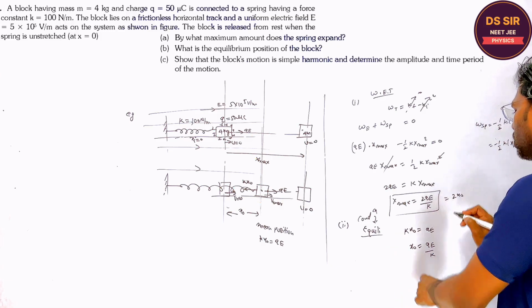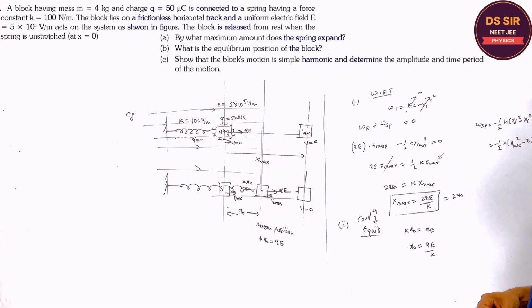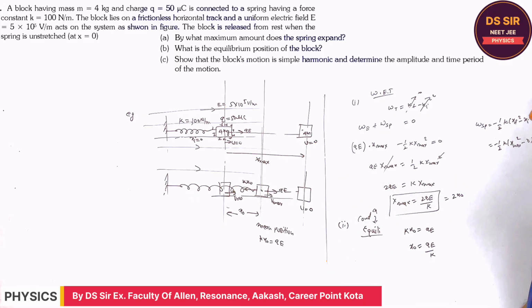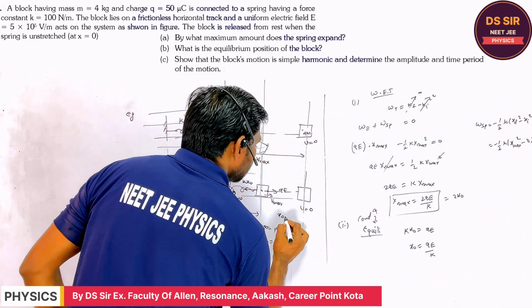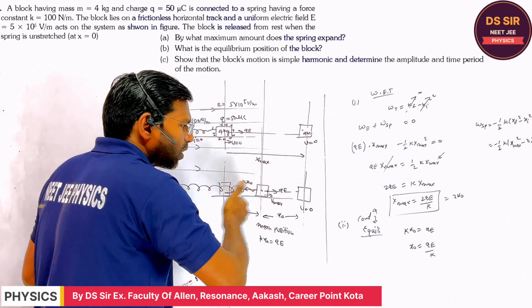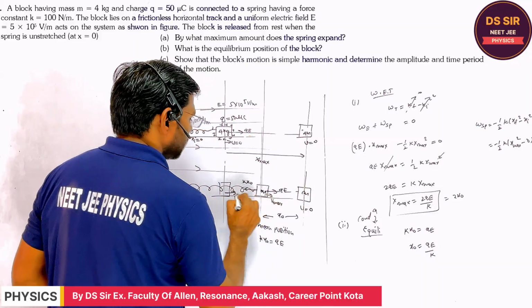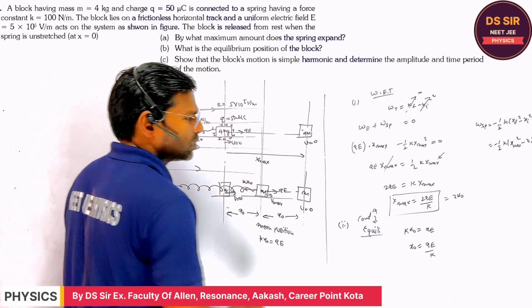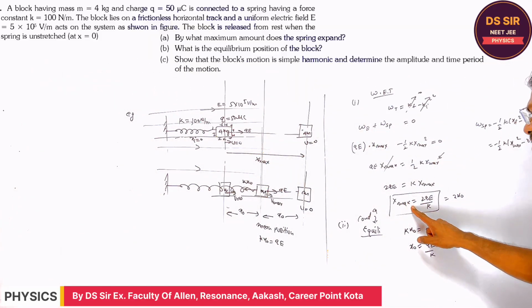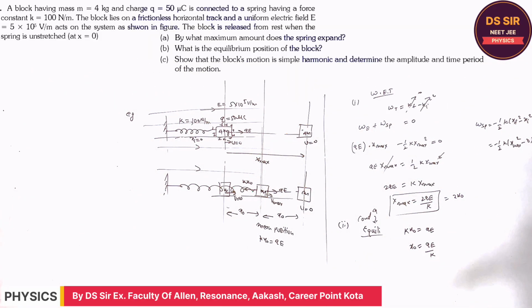This is equal to 2 x naught. Although with the help of simple harmonic motion we already know this, we have found it once again. If this is x naught, this x naught is nothing but the amplitude of the oscillation. Is it clear or not? And the maximum elongation will be 2 times this x naught. So this is the maximum elongation in the spring, 2QE upon k, and this is the condition for the equilibrium, right? First copy this, then I will explain.